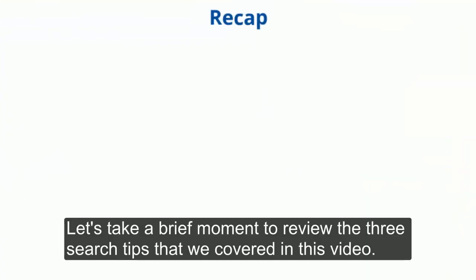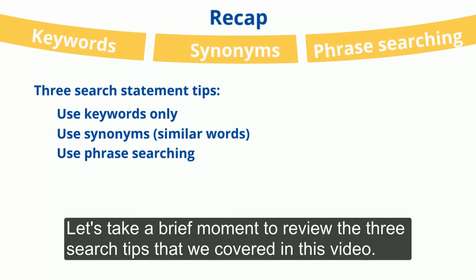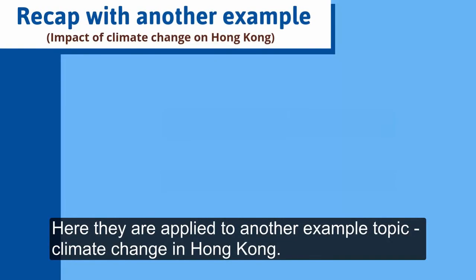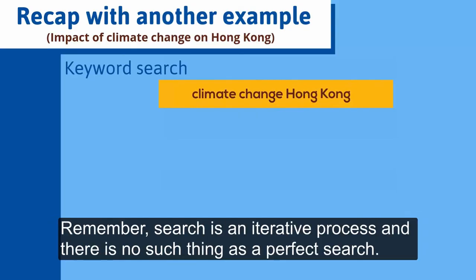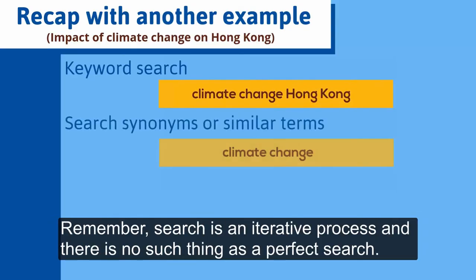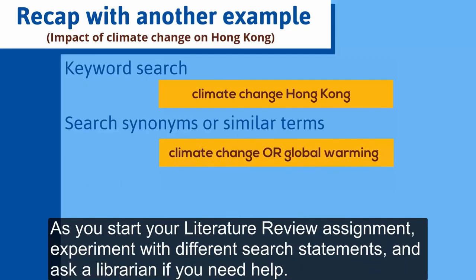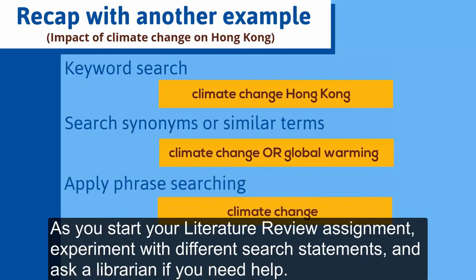Let's take a brief moment to review the 3 search tips that were covered in this video. Here they are applied to another example topic, climate change in Hong Kong. Remember, search is an iterative process, and there is no such thing as a perfect search. As you start your literature review assignment, experiment with different search statements and ask a librarian if you need help.